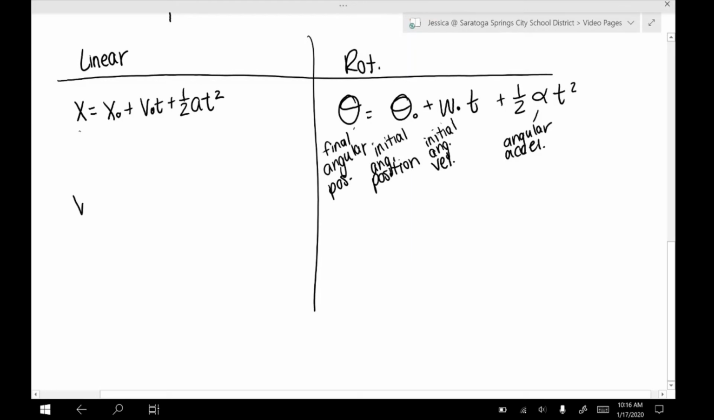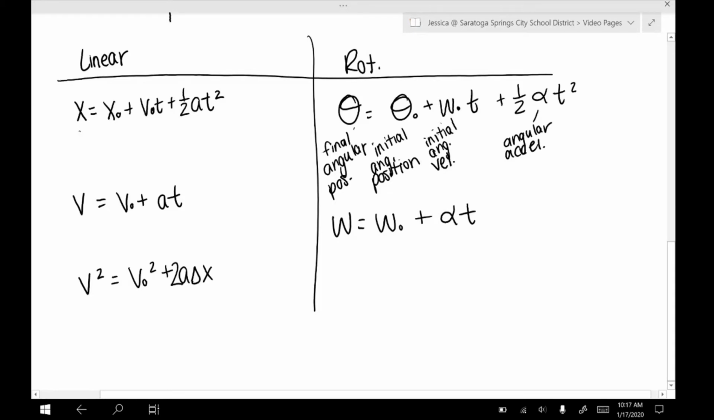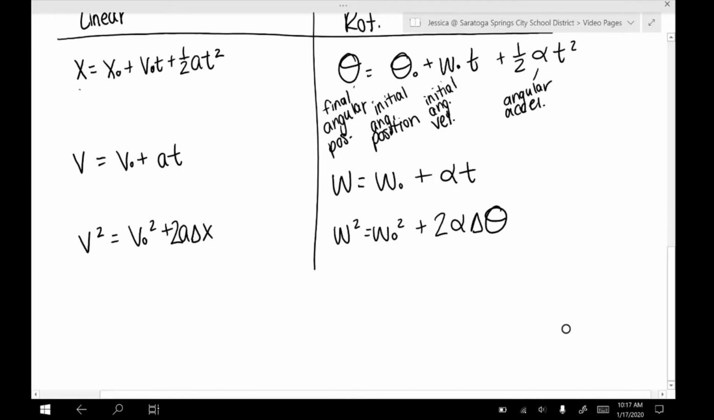So the other equation we have is v equals v0 plus at. For rotation, that can become omega equals omega 0 plus alpha t. And then we have v squared is v0 squared plus 2a change in x. So that becomes omega squared is omega 0 squared plus 2 alpha delta theta. Okay. So same equations, and we approach the problem solving the same way.